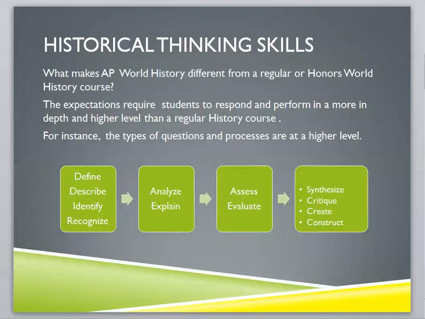And so you can see that here by these types of questions that are presented at a regular level, an honors level, and an AP level. For instance, you see here define, describe, identify, recognize. That indicates knowledge, that indicates understanding. But going over here, to be able to synthesize, to be able to evaluate, critique, create, construct, those are higher level thinking skills that college level students are expected to carry out.